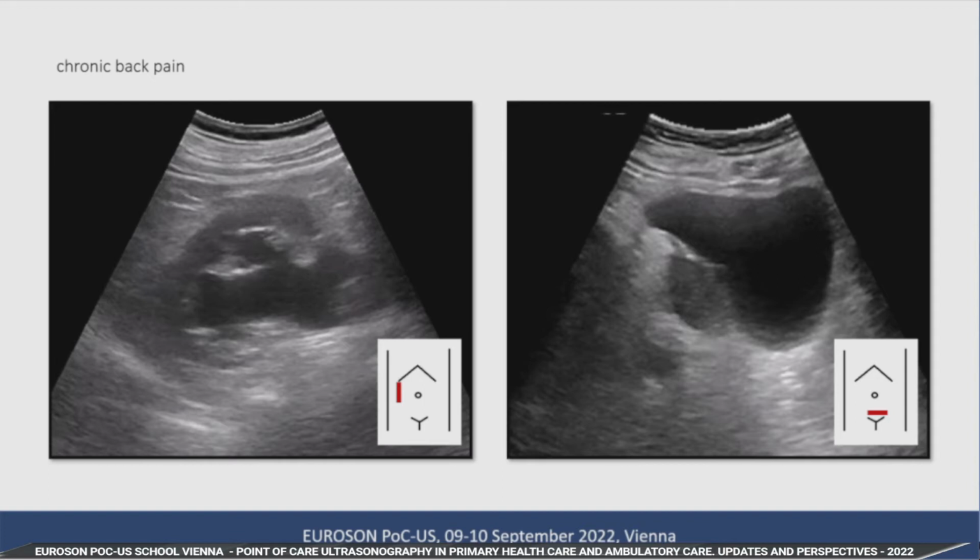On the left hand side we can see the kidney and we can see a dilated pelvicalyceal system. But why is the pelvicalyceal system dilated?